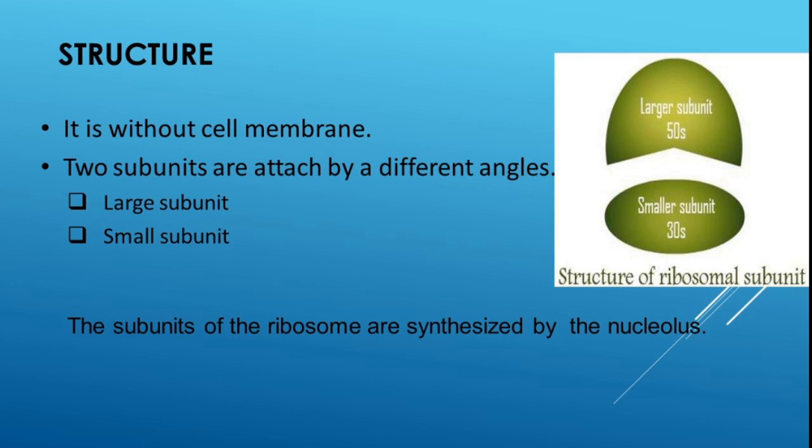Next, structure. All classes of ribosomes have almost the same structure. Typically, they are porous and spherical particles. Each of them consists of two subunits, one larger and the other smaller. The subunits of the ribosome are synthesized by the nucleolus.